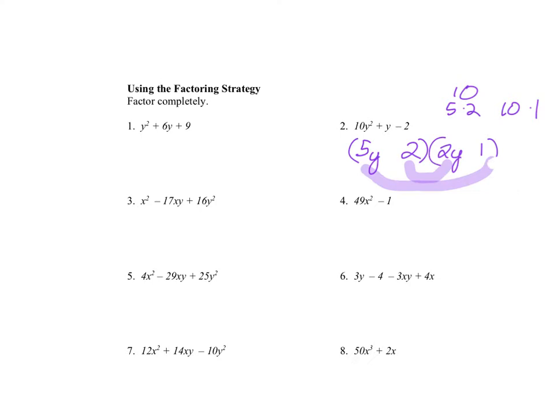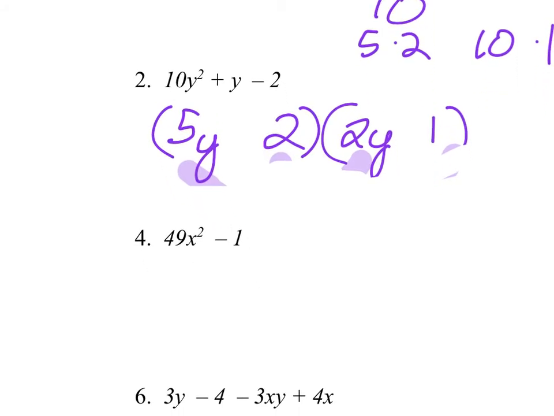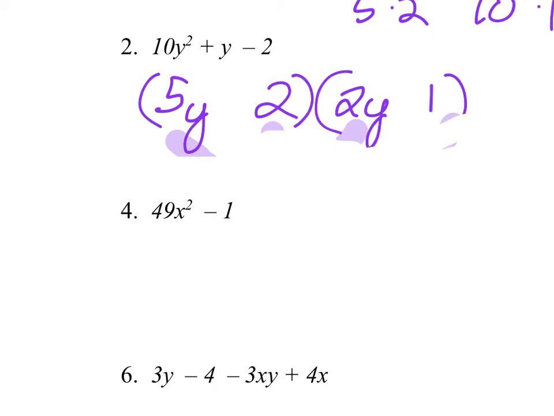All right, I'm going to get rid of these big swoops because I've got to finish factoring. Now, let's kind of zoom in a little bit, make it a little easier. 5y times 2y is 10. It's a minus 2, so I have to have a negative and a positive. My larger has to be a plus because it's plus y. So 5 is the larger. So this one has to be a plus and that a minus. So that's my answer: 5y minus 2 times 2y plus 1.